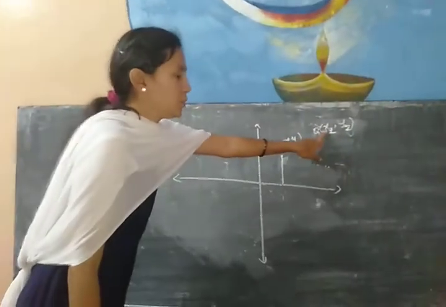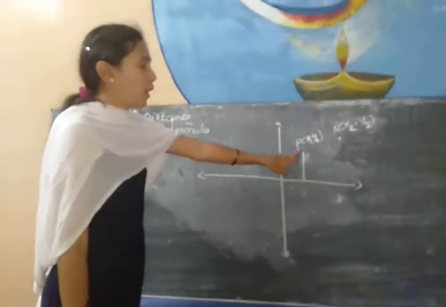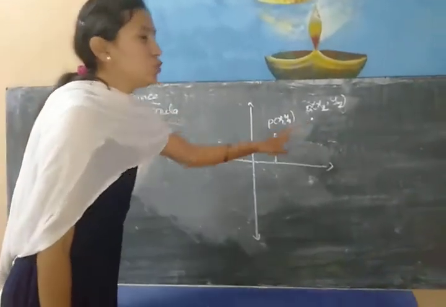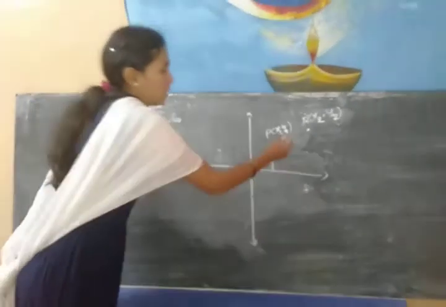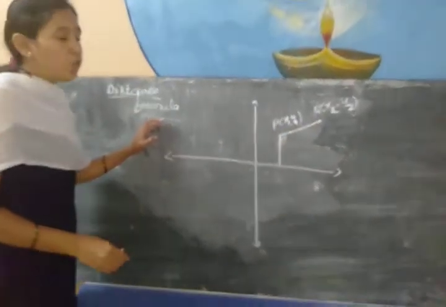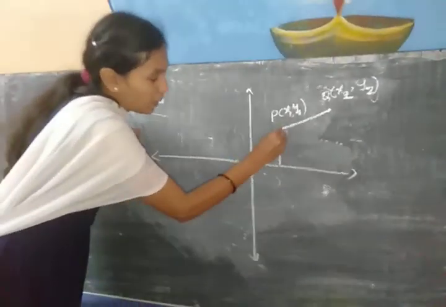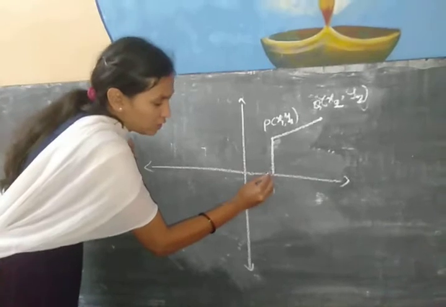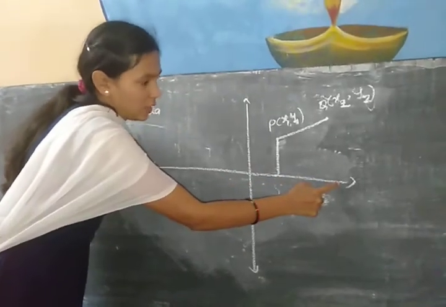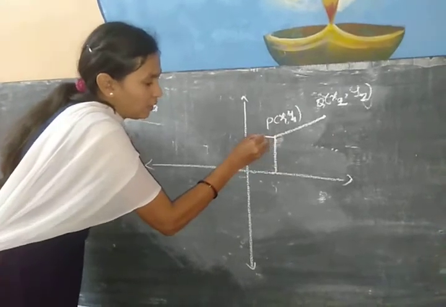Point Q is represented by x2, y2. So now we have to find the distance between these 2 points, or this line segment. Now we have to draw the perpendicular line. This is the perpendicular line, which is perpendicular to the x-axis.